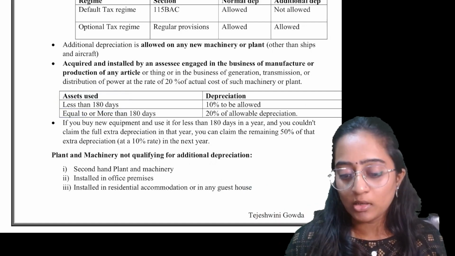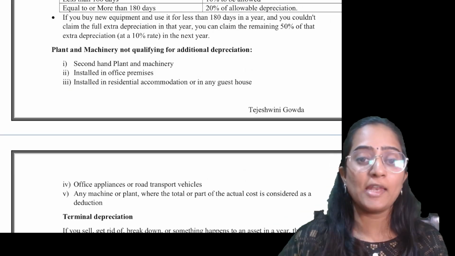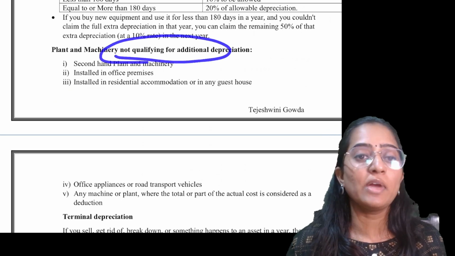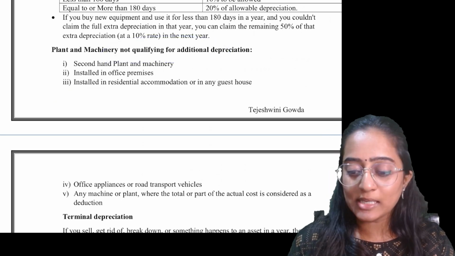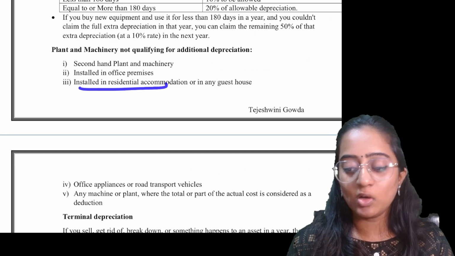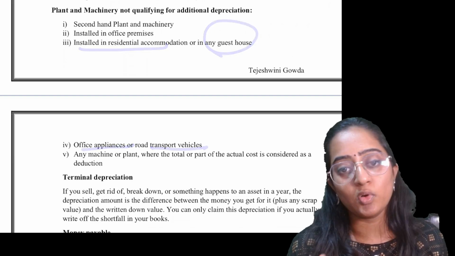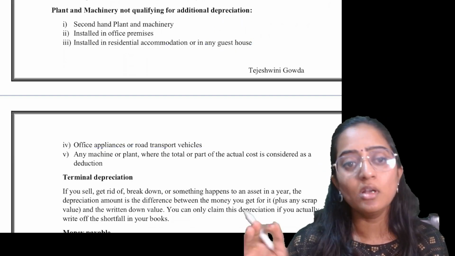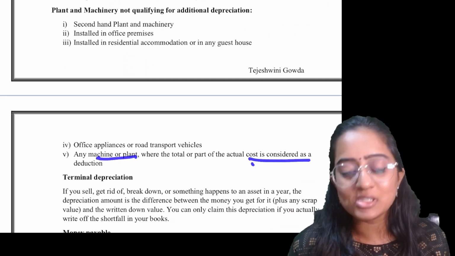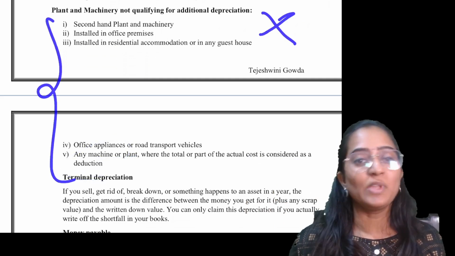Clear? Now, suppose you are buying plant and machinery, being a manufacturing sector under regular provisions, but the plant and machinery does not qualify for additional depreciation. That is second hand plant and machinery, which is installed in the office premises, installed in the residential accommodation or in any guest house. If any road transport vehicles, which is your motor vehicles, that is motor cars, etc. Plant and machinery where the actual cost is already considered as deduction. In all these situations, there would be no additional depreciation.